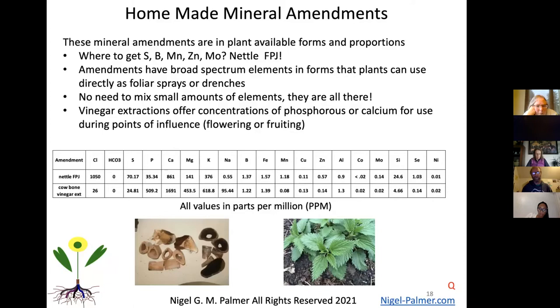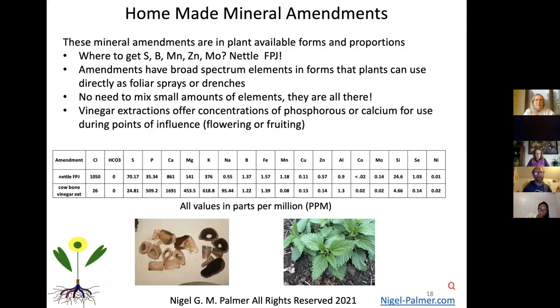When your plant is growing, we already talked about the fact that it needs different minerals at different phases of its life. And during flowering, your plant wants phosphorus. It wants a lot of phosphorus, a lot more than it does during the other phases of its life. And so where do you get phosphorus? Well, all of a sudden we see here that we have a source of phosphorus that we have on our shelf that we made simply by extracting minerals from cow bones. And so we can now foliar spray that plant during the flowering phase with vinegar extracted cow bones, for instance, in order to get that high phosphorus content.